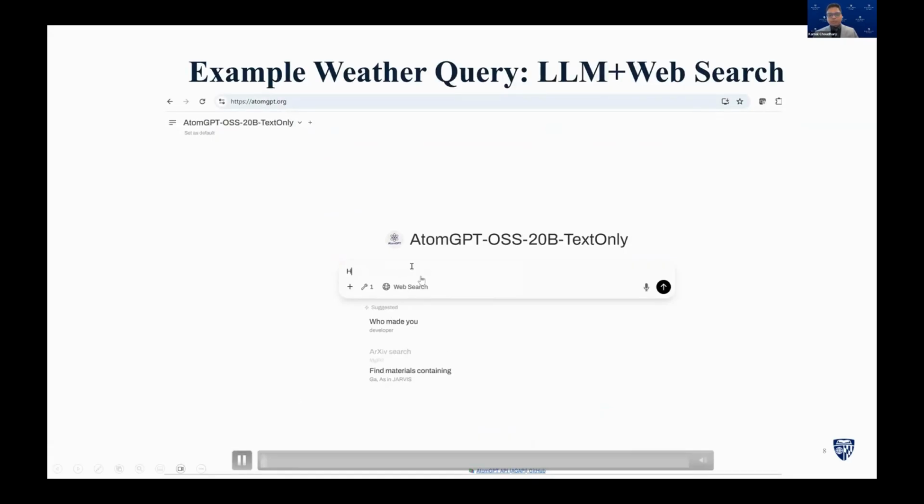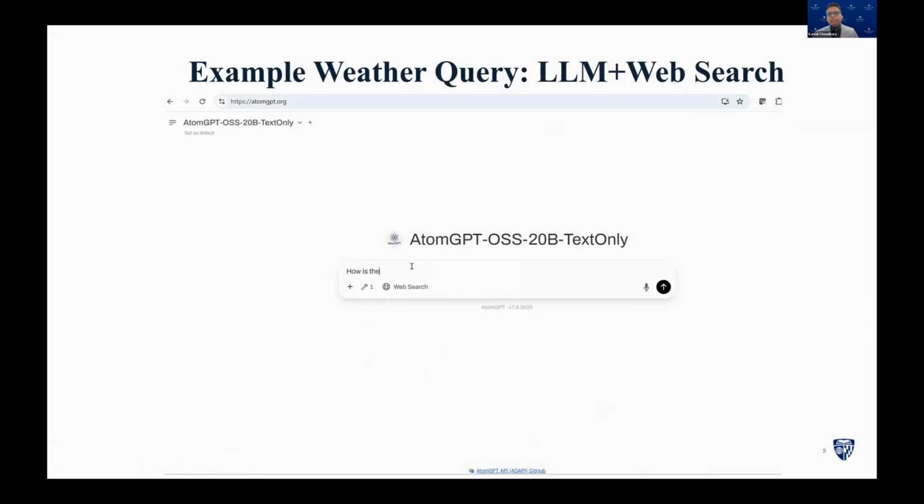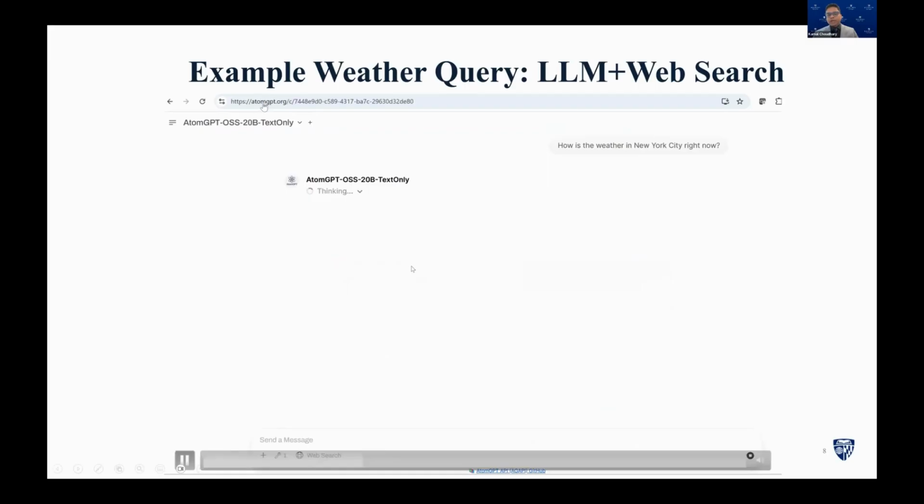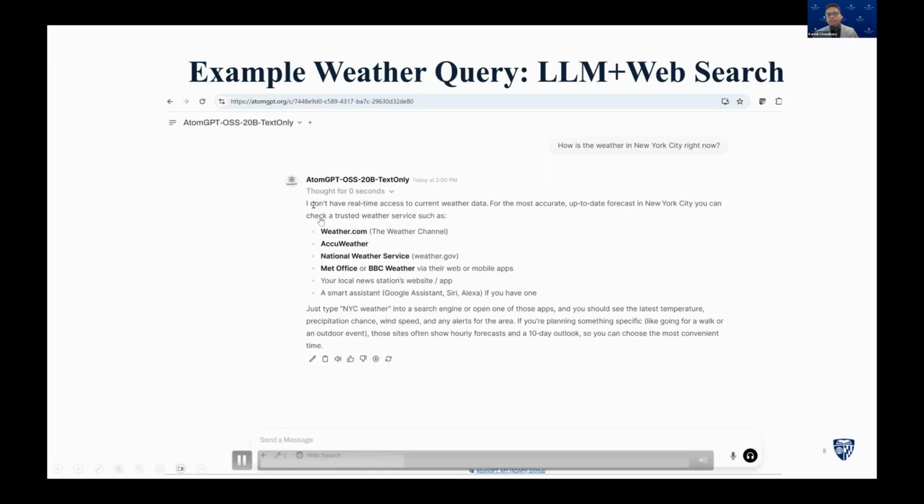How's the weather in Baltimore? Or how's the weather in New York City? If you ask this question to a static model which was trained on data up to a certain date, then it won't be able to get the question right. Suppose I ask this and it's running on atomgpt.org. You can see it says, I don't have real-time access to the current weather.